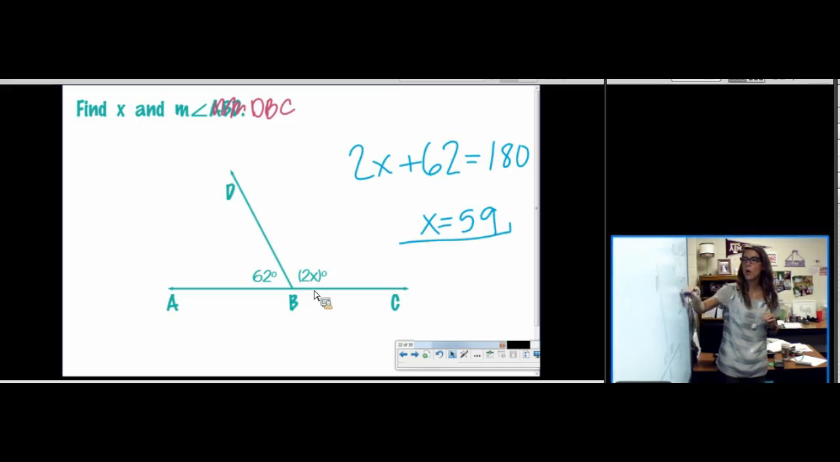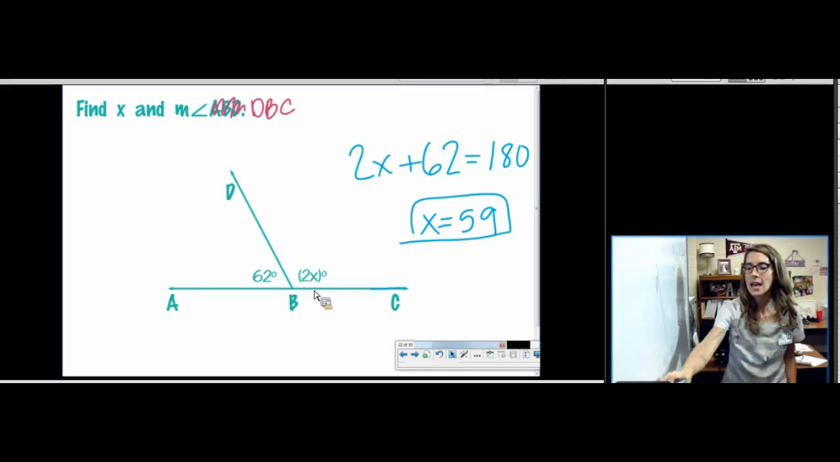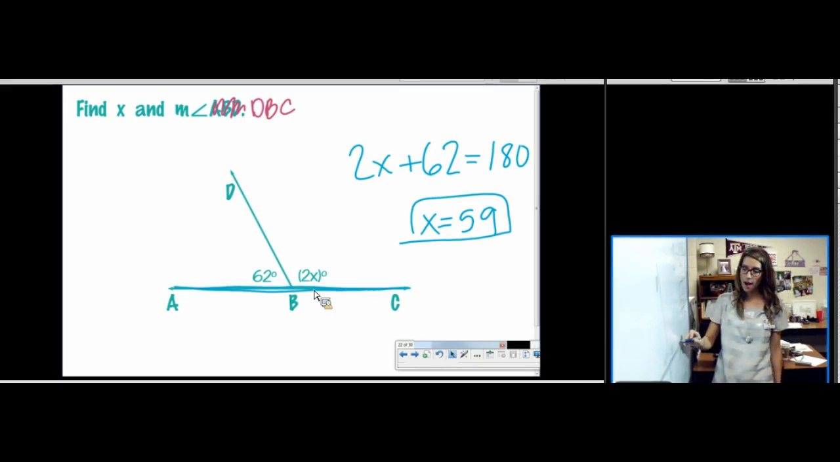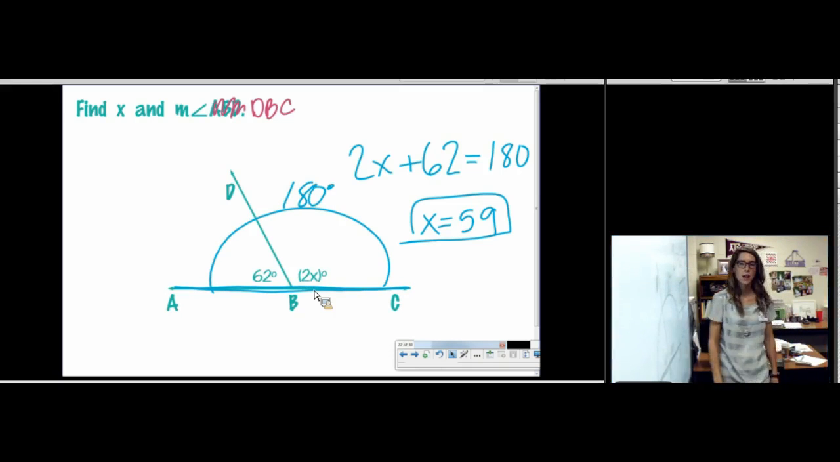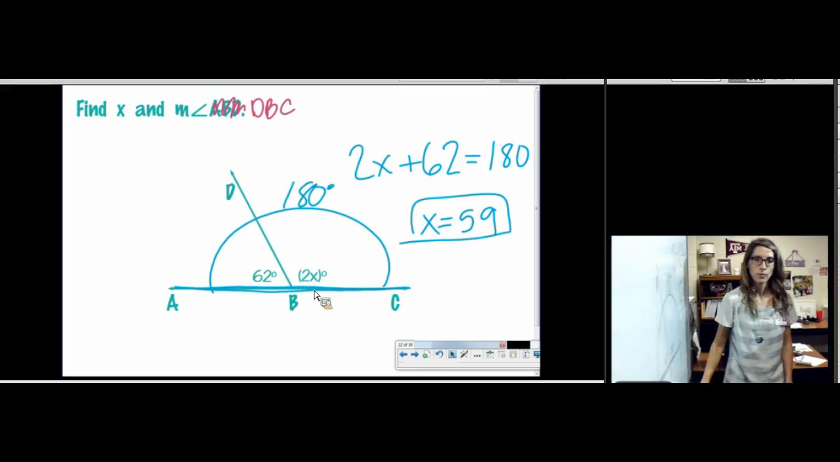So how did we know the whole was 180? Because ABC, or AC rather, is a straight line. And a straight line always contains 180 degrees. All right.